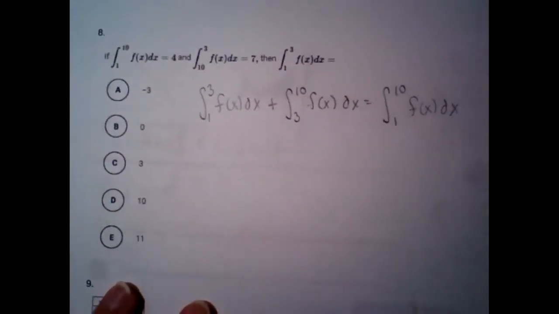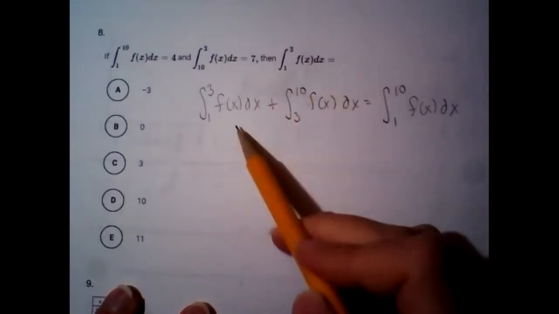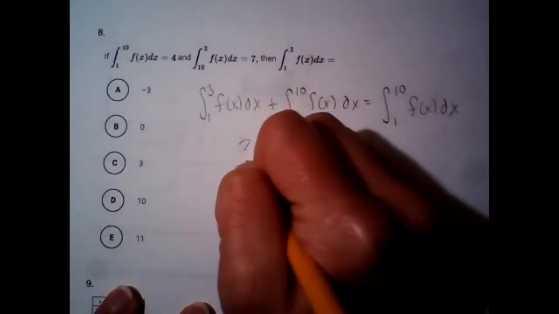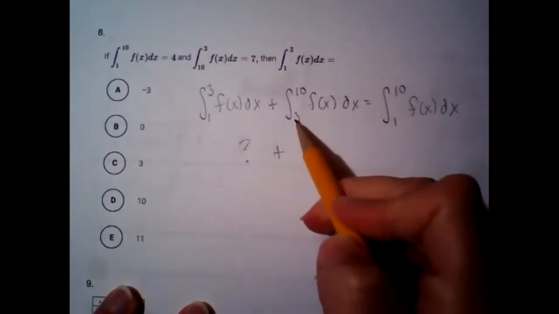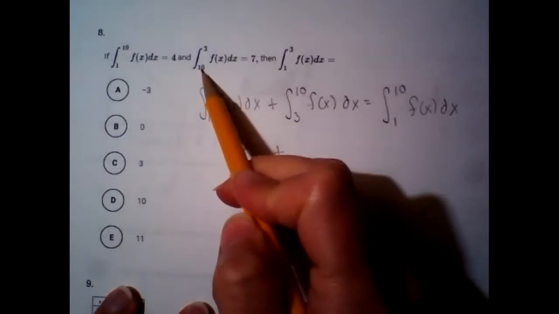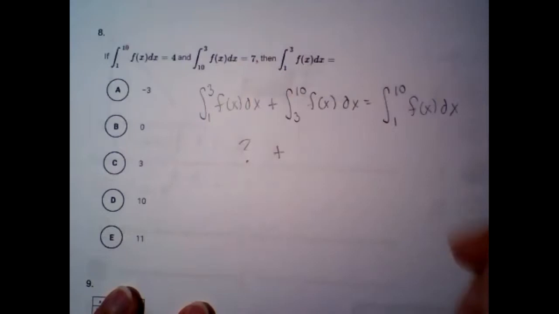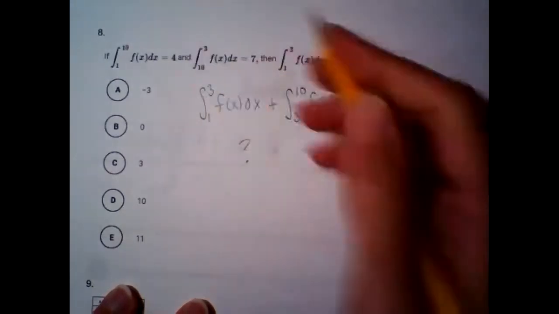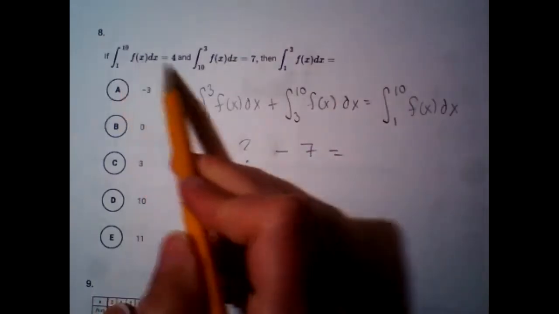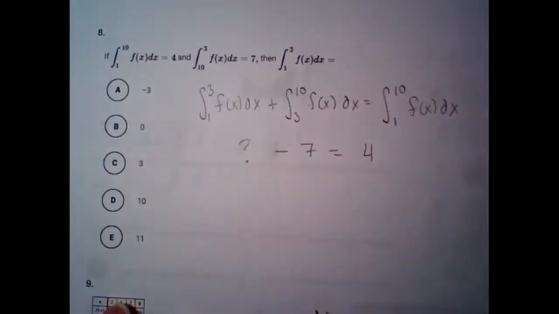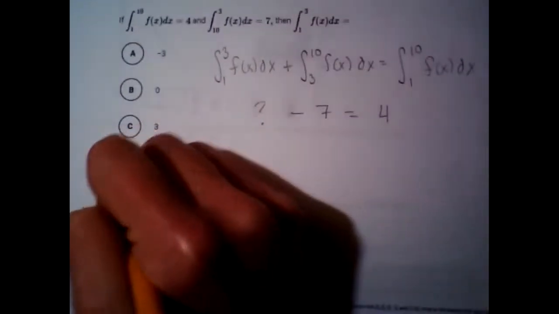So let's plug in what they're giving us. From 1 to 3, that's the one that we're looking for. So this is kind of my unknown here. That's what we're trying to find. Plus from 3 to 10. Well, instead they gave us from 10 to 3. So I'm just going to need to do the opposite of that. So that'll be a -7. And then from 1 to 10, they said was 4. So the one that I'm looking for has got to be 11. So that was E.